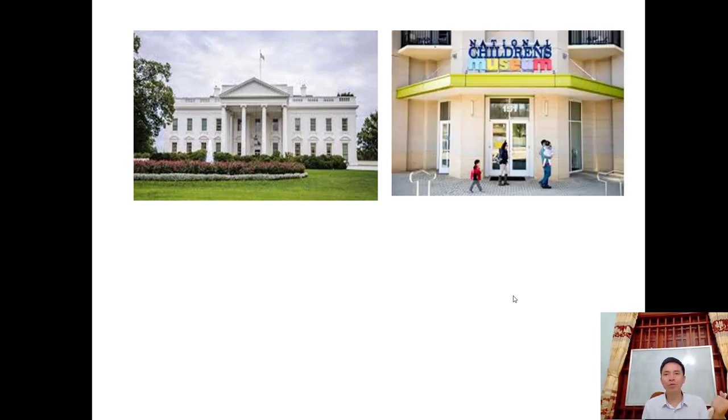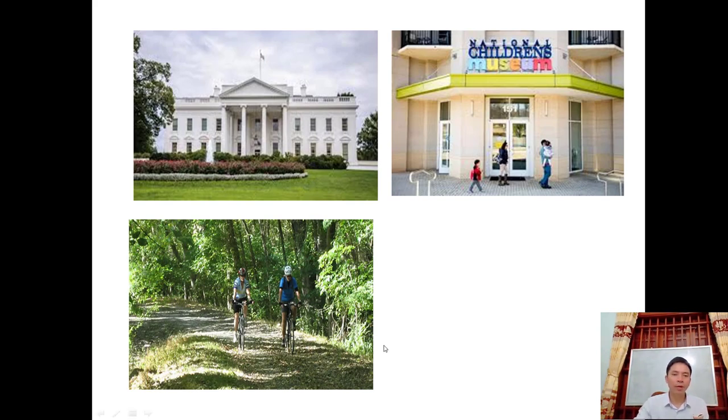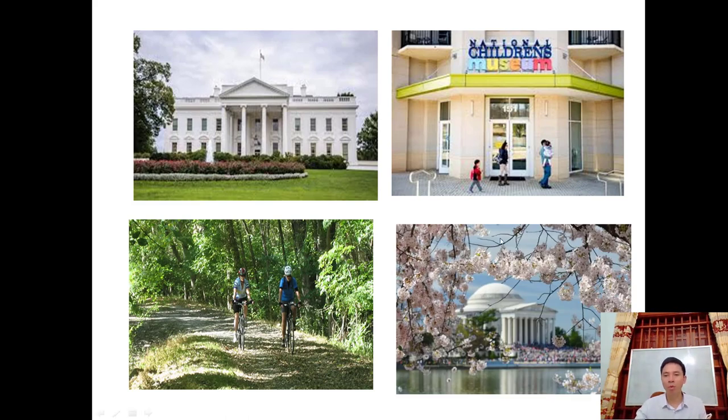Now next one, National Children's Museum. Visiting the National Children's Museum. Thăm bảo tàng quốc gia cho trẻ em. And what are they doing? Cycling. Okay. So cycling on bike trail in the national park. Bike trail là lối đi dành cho người đi xe đạp. Như vậy là đạp xe trên lối đi dành cho người đi xe đạp ở trong công viên. Cũng rất là thư giãn, đúng không? And the last one. Wow. Flowers. What kind of flower? Cherry. Good. Right. Hoa anh đào. Hoa anh đào xuất xứ từ Nhật Bản. Enjoying the cherry blossom at the tidal basin.